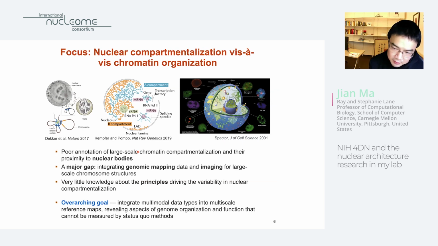So there's a really large gap between what we can infer indirectly from existing genome-wide mapping methods like Hi-C versus what we can see directly under the microscope using imaging, in terms of the spatial position of the chromatin in interaction with subnuclear structures. So the overarching goal of our center projects is to bridge this gap to provide a more complete view of how chromosomes are spatially organized relative to multiple nuclear bodies. This is really the goal of our UM1 center project.